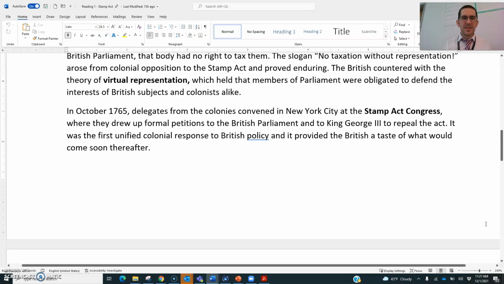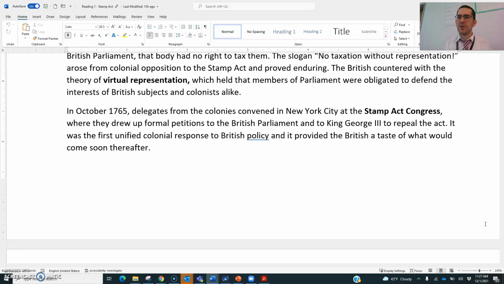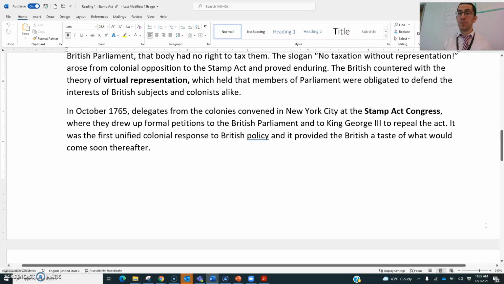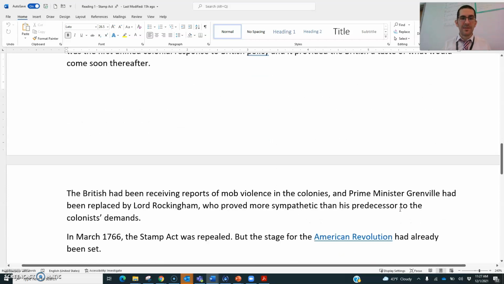In 1765, delegates from the colonies convened in New York City in the Stamp Act Congress, where they drew up formal petitions to the British Parliament and to King George III to repeal, or get rid of, the act. It was the first unified colonial response to British policy, and it provided the British a taste of what would come soon thereafter.